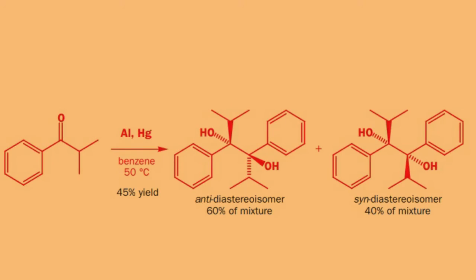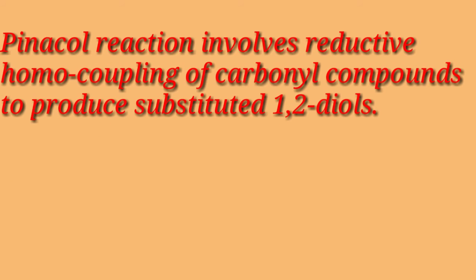Sometimes Pinacol reaction creates a new chiral center. In this example, two diastereomeric diols are formed in the ratio of 60:40. So overall, we can say that this reaction involves the reductive homocoupling of carbonyl compound to produce substituted 1,2-diols.